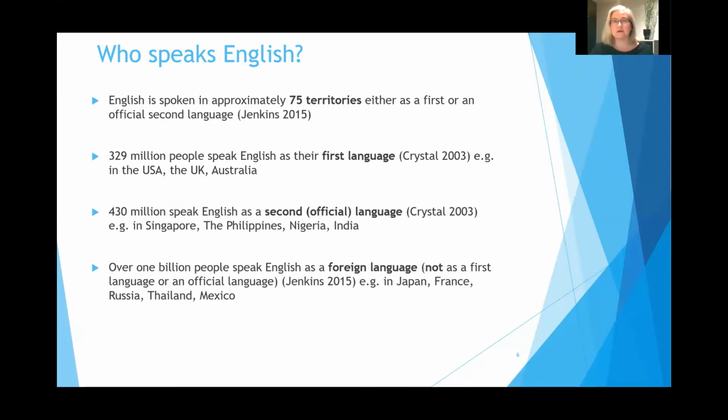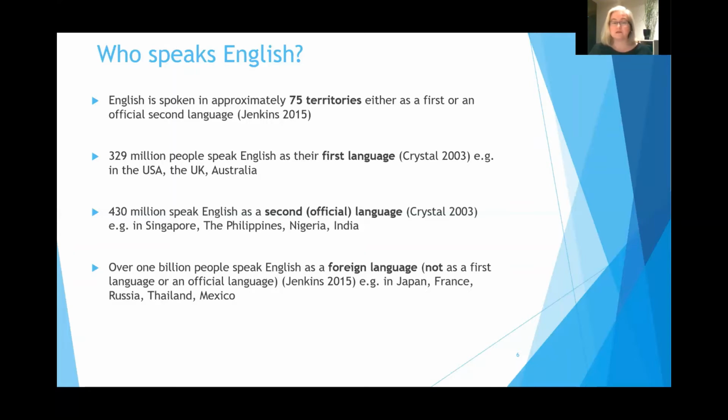So I'd first like to think a little bit about who actually speaks English in the world today. According to Jennifer Jenkins, English is spoken in approximately 75 territories, either as a first or an official second language. And of those territories, there are 329 million people who speak English as their first language. Other words used to describe this are native language or mother tongue, for example. Those include countries such as the United States of America, the United Kingdom, Australia, and New Zealand.